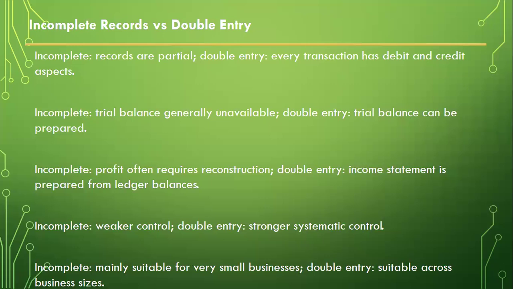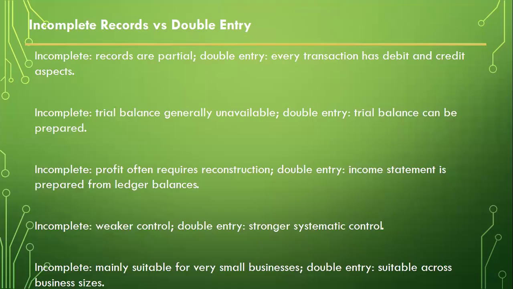And for incomplete records, the trial balance generally is not always available. Why? Because your classes of assets are not complete. But the reverse is the case for double entry.